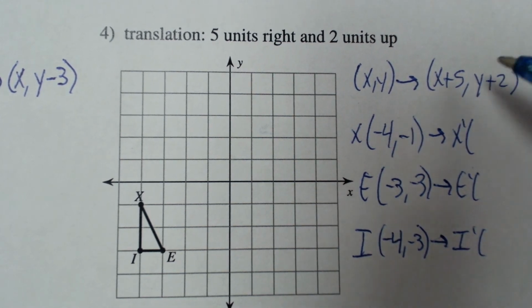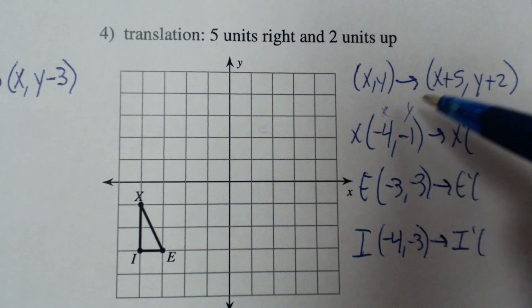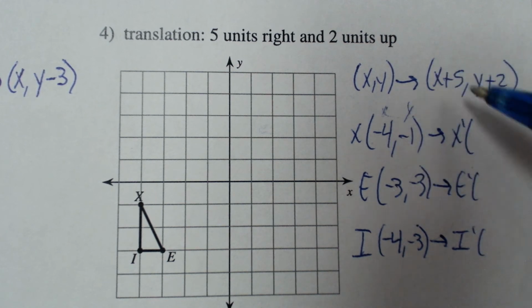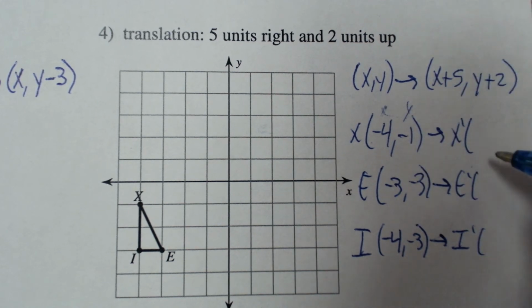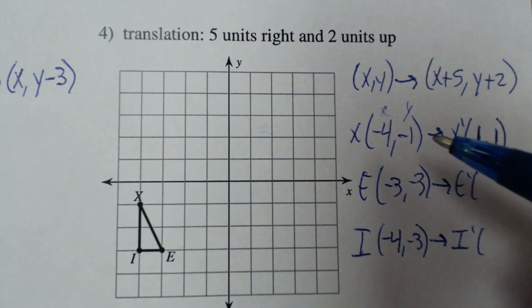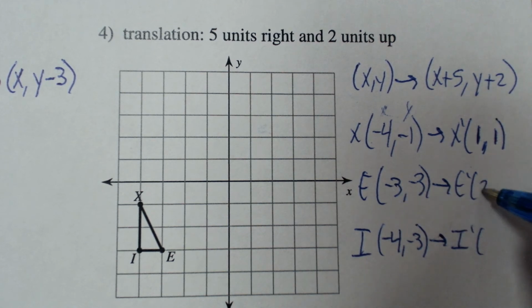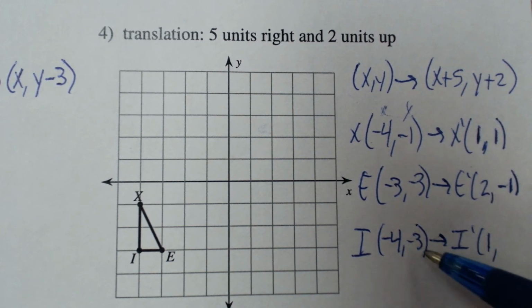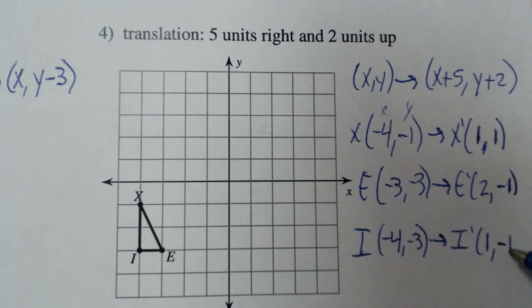So, you take your x and your y, -4, plug it in for your x. -4 plus 5 is 1. -1 plus 2 is 1. Okay, -3 plus 5 is 2. -3 plus 2 is -1. And lastly, -4 plus 5 is 1. -3 plus 2 is -1.